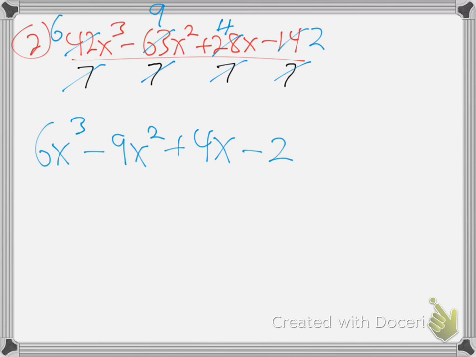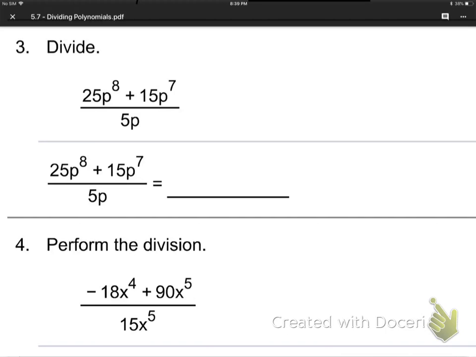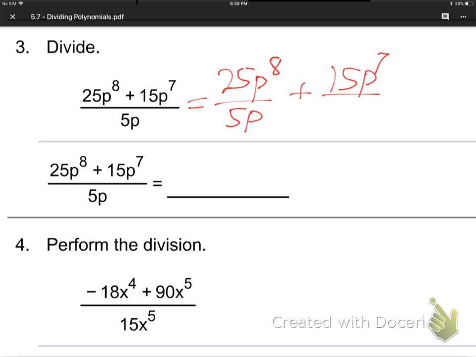All right, so it's just the same thing, isn't it? We're just dividing. So try number 3. The same kind of thing. That 5p is going to go underneath each one separately. So we make it 2 separate fractions: 25p to the 8th over 5p plus 15p to the 7th over 5p. We good so far?